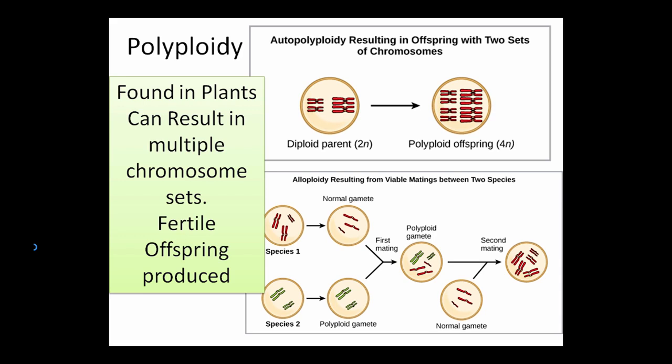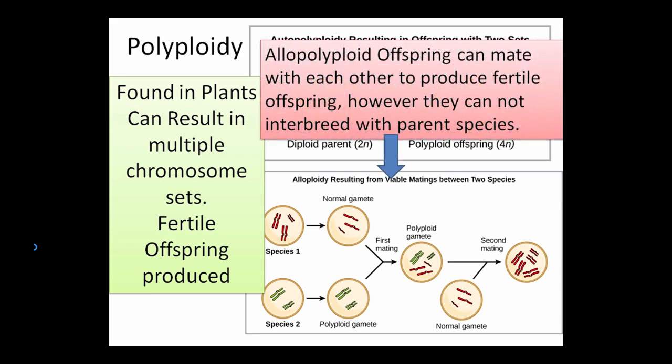Keep in mind, a lot of crop plants are going to be polyploid plants because of the way agriculture has raised them. So just to recap, allopolyploid offspring can mate with each other to produce fertile offspring. However, they can't interbreed with the parent species. So thus, you have reproductive isolation. This is sympatric speciation because they live in the same area.